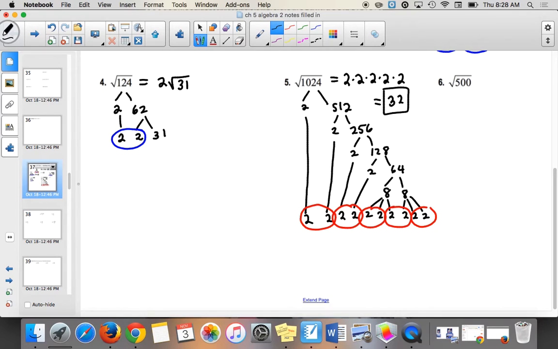All right, so this kind of takes a long time on some long ones, right? The 1024, that was kind of a lot. Okay, so there's another way of doing these, so we're going to talk about it. Another way of doing this without doing the factor trees is to think about the largest factor, the biggest thing that goes into, for example, 500. That's what we call a perfect square.